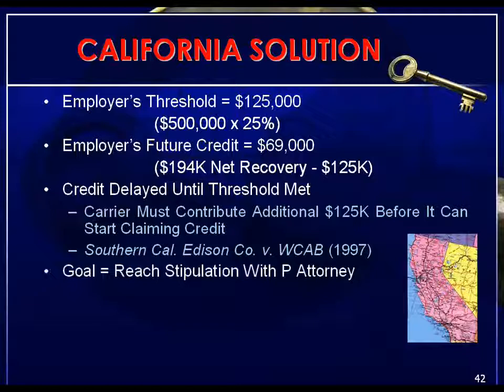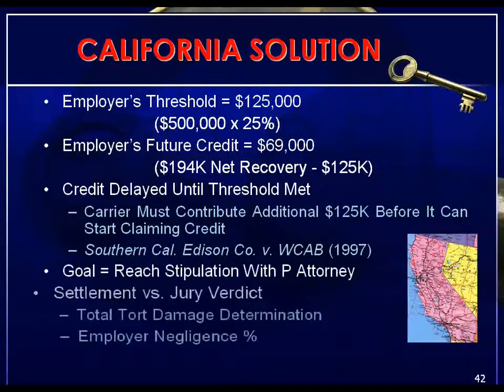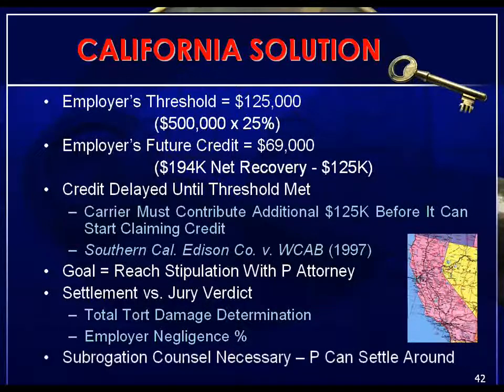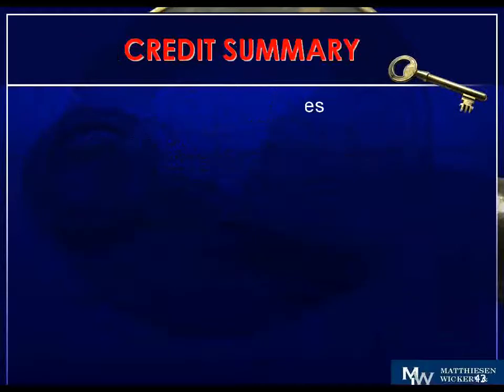The goal: reach a stipulation with the plaintiff's attorney. Whether you have a settlement or a jury verdict makes a big difference, because the total tort damage determination has to be decided as well as the employer negligence. Rule California: if you see the word California in your claim, you have to hire subrogation counsel. It's that simple, because the plaintiff can and will settle around you if you're just resting on your thumbs. If you're sitting back and not treating it with the right investment strategy, you haven't taken time to look forward to the chess moves that are necessary, he will settle around you.